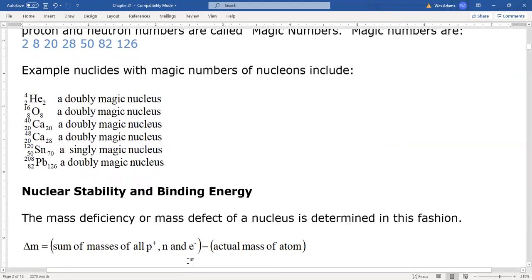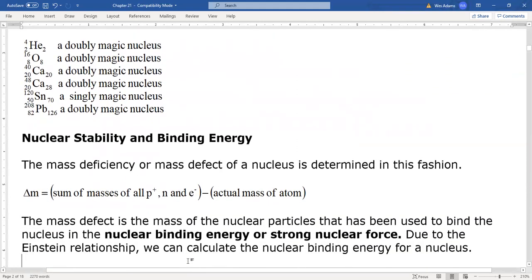So what about nuclear stability and the binding energy? A lot of times we'll look at something called the mass defect, or delta M, which is the sum of the masses of the protons, neutrons, and electrons as individual particles minus the actual mass of the atom. The difference in the mass, because the mass of the actual atom will be slightly less than the sum of the masses of the particles. That mass defect has an effect on the nuclear binding energy or strong nuclear force.